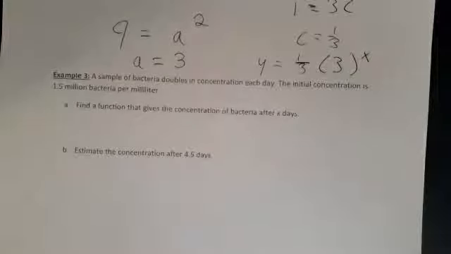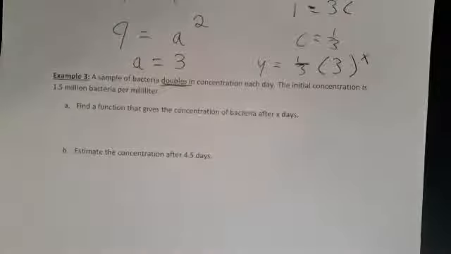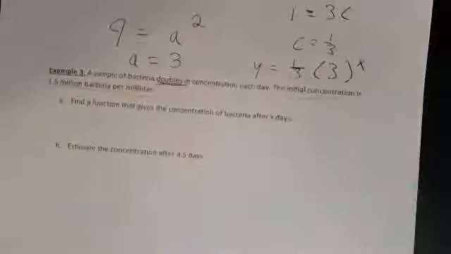Okay, so a sample of bacteria doubles in concentration each day. The initial concentration is 1.5 million bacteria per milliliter. Find a function that gives the concentration of bacteria after X days. And so they're trying to give you an exponential function in verbal form. There's two things you might want to notice. It doubles. And it says something about initial concentration is 1.5, and then they give us our units, right? Million bacteria per milliliter. And so we know it's exponential.